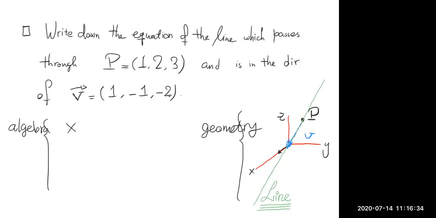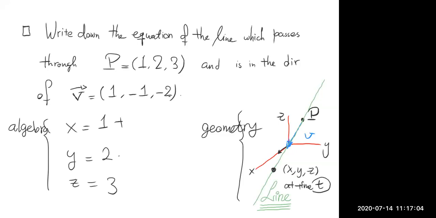So what you should do is that you should say any point on this line, x, y, z, in some sense at time t, it's good for now to think about t as a parameter like time. As time t is at the point x, y, z. This point x, y, z is equal to, well, first we should write down the coordinates of p, 1, 2, 3, plus these numbers in v times t.